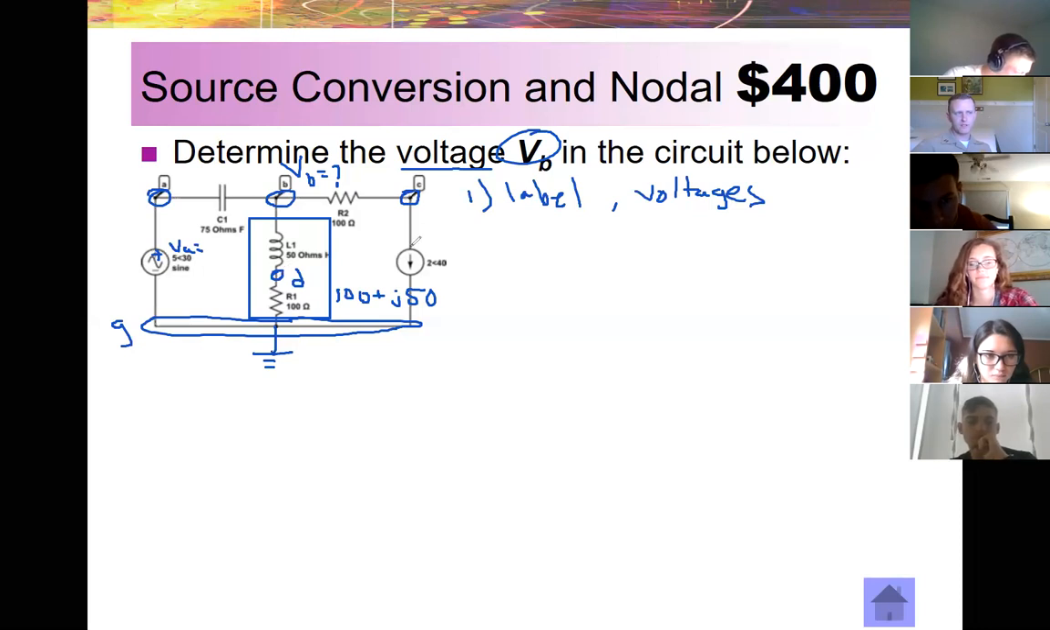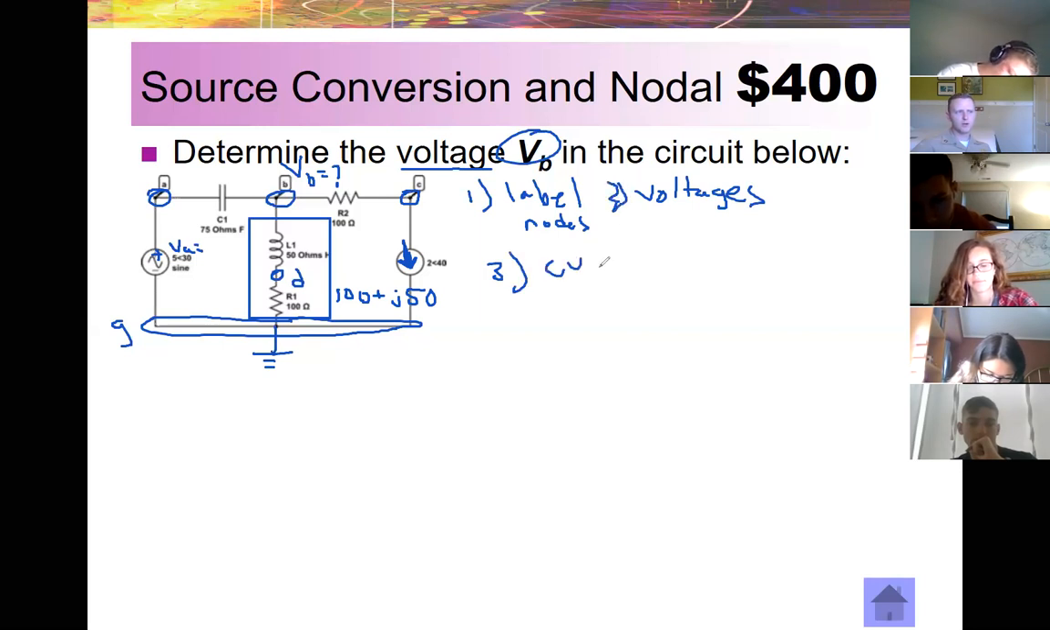The other thing that I can see is that this right here is a current source, so I can ignore C. I don't need to worry about the unknown voltage at C because I know the current going through that leg. So label the nodes, the voltages, and that was, I guess, step 2.